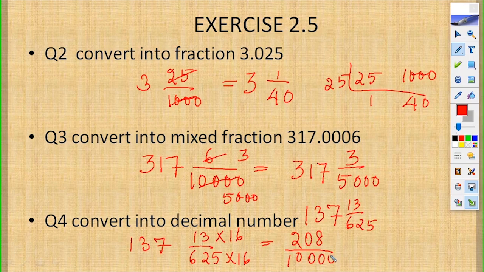So the decimal part is 0.0208. Now I will go with the integral part 137. So my final answer is 137.0208. I have multiplied here by 16. Why 16? 625 into 16 will give me 10,000.